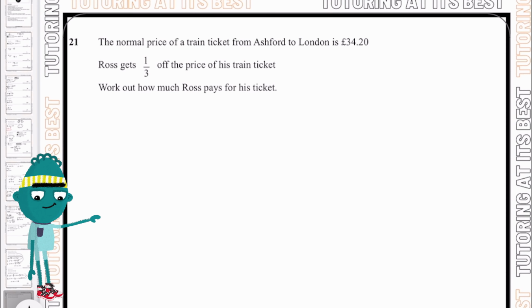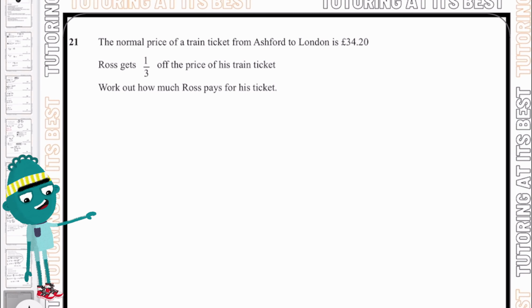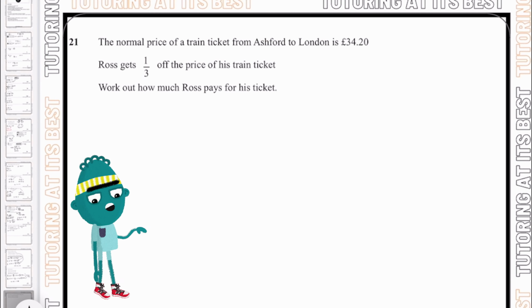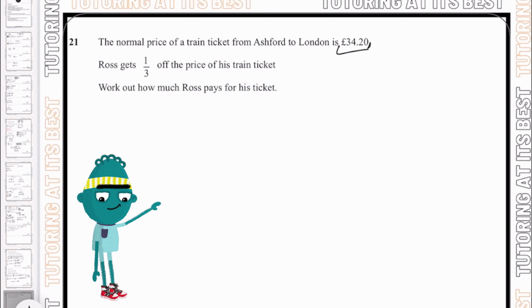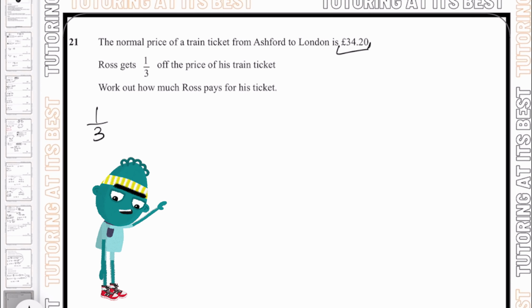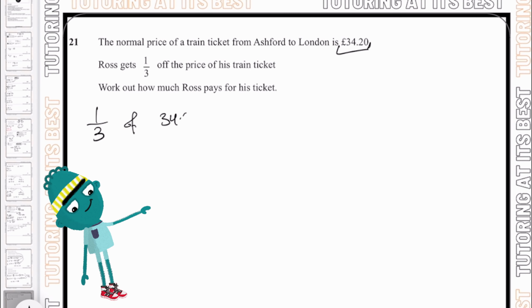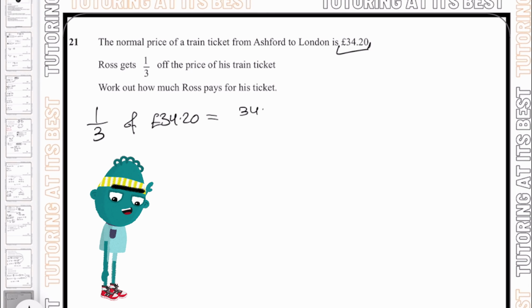Okay, 21. The normal price of a train ticket from Ashford to London is £34.20. And Ross gets a third off the price. So again, as we've done throughout this video, we need to work out 1/3 of £34.20. So I'll start off with dividing it by 3.